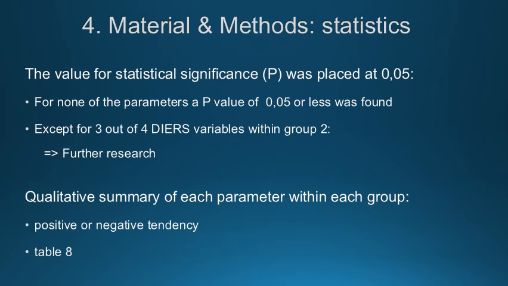For none of the parameters a p-value of 0.05 or less was found, except for 3 out of 4 DIRS variables within Group 2. This unlikely occurrence remains unexplained. So finally, each parameter was evaluated to verify if there was a positive or negative tendency. This qualitative study is summarized in Table 8.